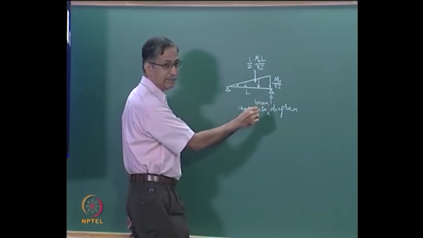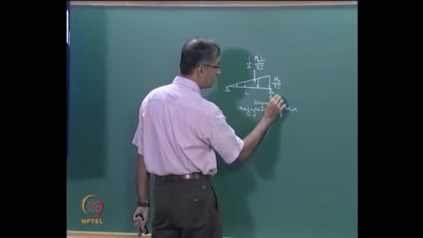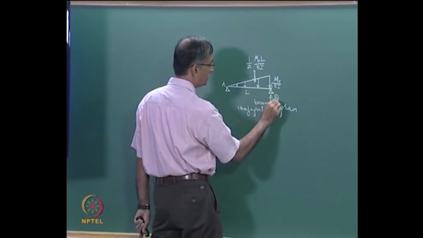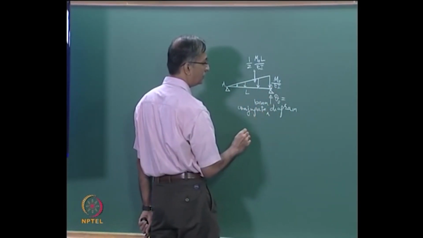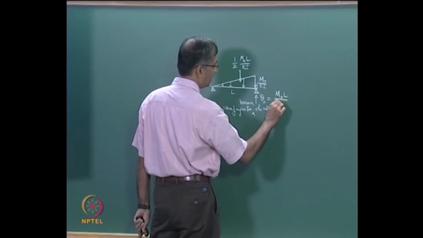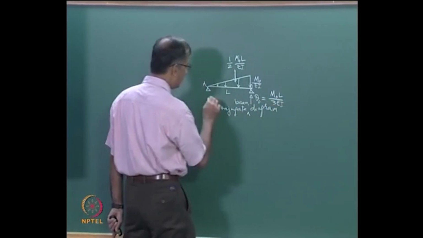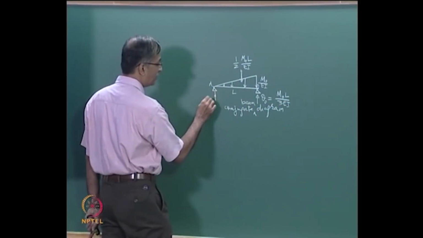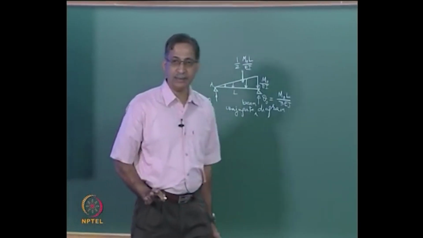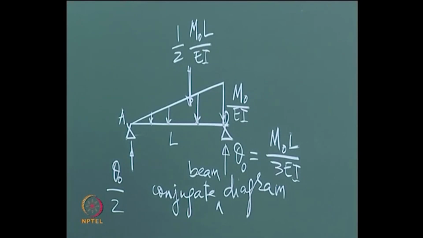Two-thirds of that goes here. How much? So this is theta. If this was A and O, this is theta at O. What is it equal to? m0 L by 3 EI. And it is enough to know that the reaction you get here will be half that, which is theta at A. Is it clear? Now I do not want a situation where you have difficulty in answering this question. Is this crystal clear to you?